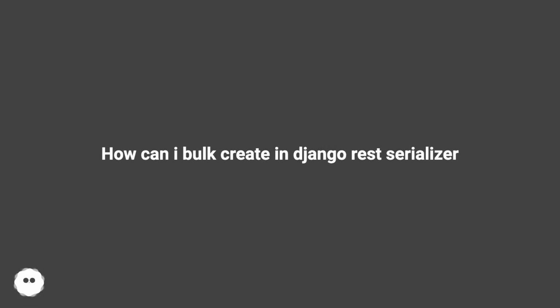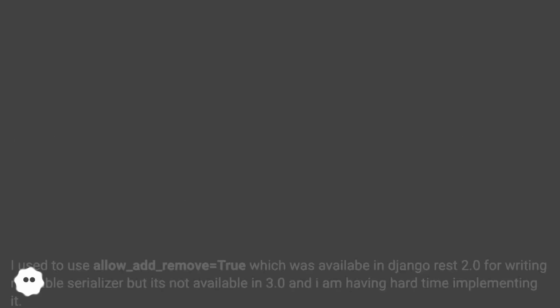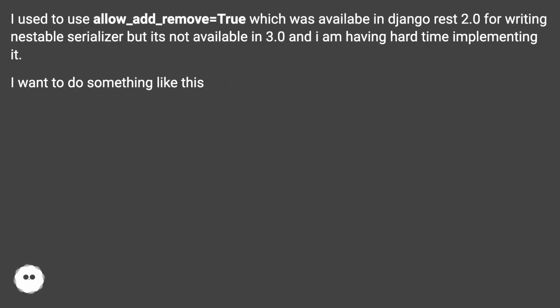How can I bulk create in Django REST Serializer? I used to use allow_add_remove equals true, which was available in Django REST 2.0 for writing nestable serializer, but it's not available in 3.0 and I am having a hard time implementing it. I want to do something like this.